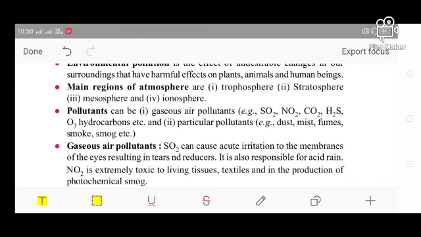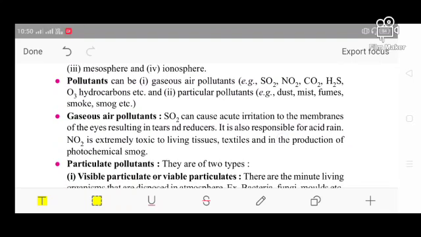So what are the main regions of the atmosphere? It is a very important and fundamental thing. There are 5 regions of the atmosphere, namely troposphere, stratosphere, mesosphere, ionosphere, and another one, not thermosphere, that is the exosphere. Slight mistake there.